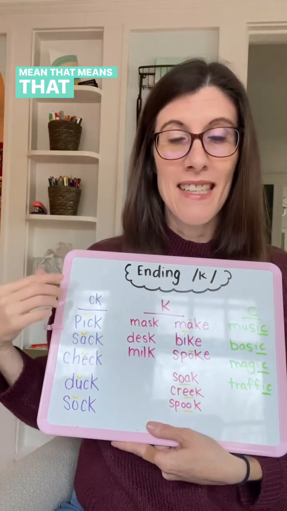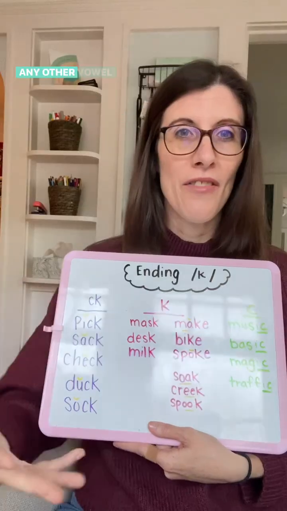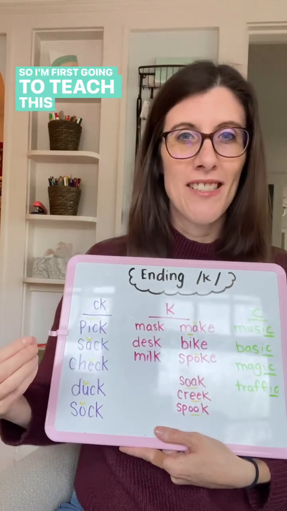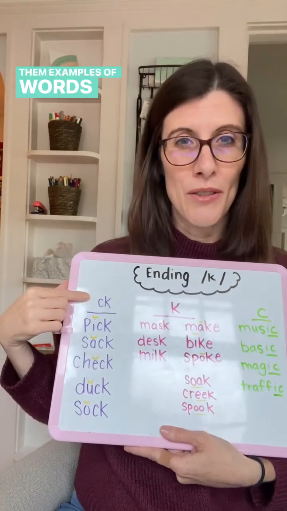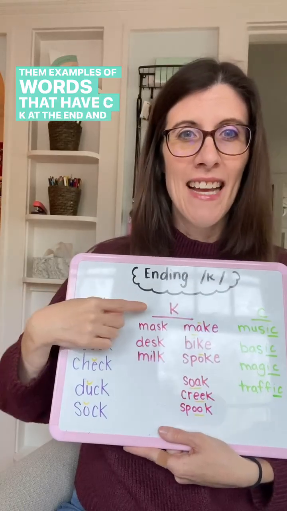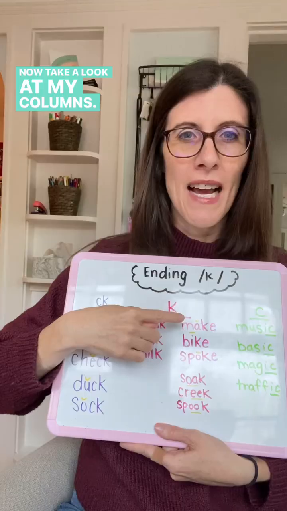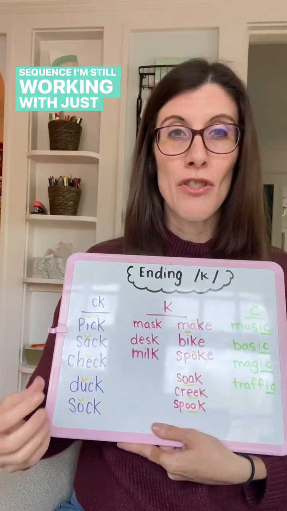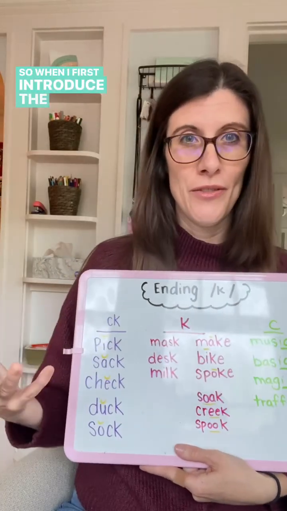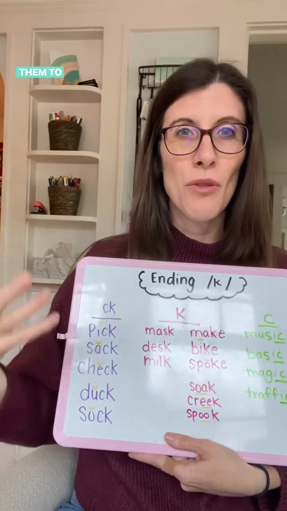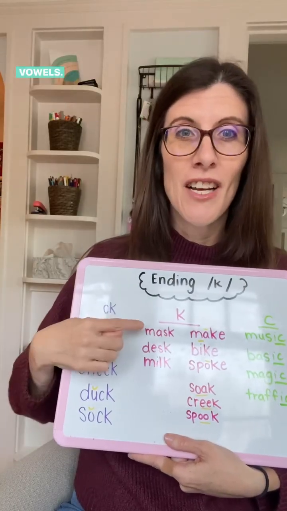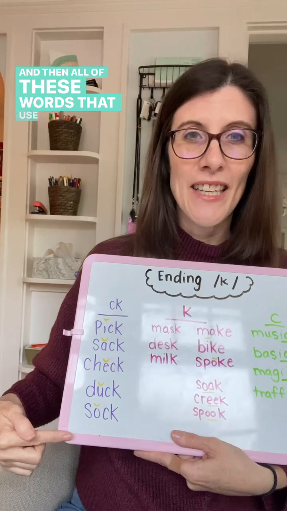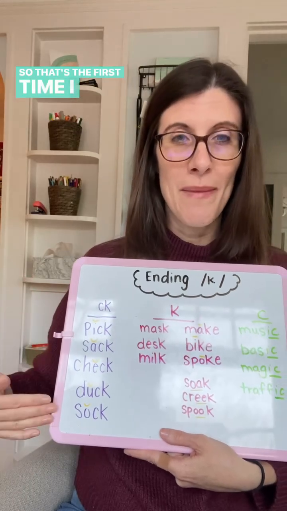So what does that mean? That means that it doesn't come after a long vowel or any other vowel sound like ow, and it doesn't come after a consonant. So I'm first going to teach this with my students by showing them examples of words that have CK at the end and K at the end. Now take a look at my columns. I am not including these yet because at that point in my sequence, I'm still working with just short vowels. So when I first introduce the ending k sound, I'm introducing them to what they're being exposed to so far, which is short vowels. So we're using words like mask, desk, and milk, and then all of these words that use CK at the end. So that's the first time I teach it.